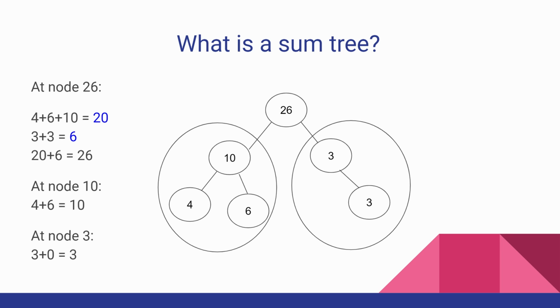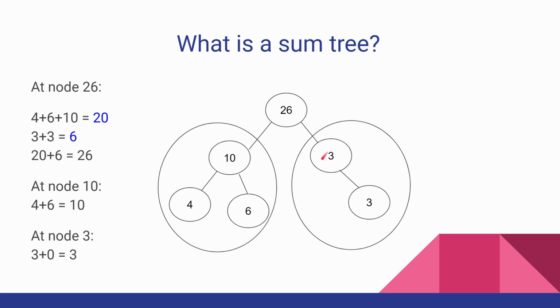At node 26, 4 plus 6 plus 10 is its left branch, which is 20. And its right branch is 3 plus 3, which is 6. So 20 plus 6 is 26. At node 10, its left branch is 4, and its right branch is 6. So 4 plus 6 is 10.